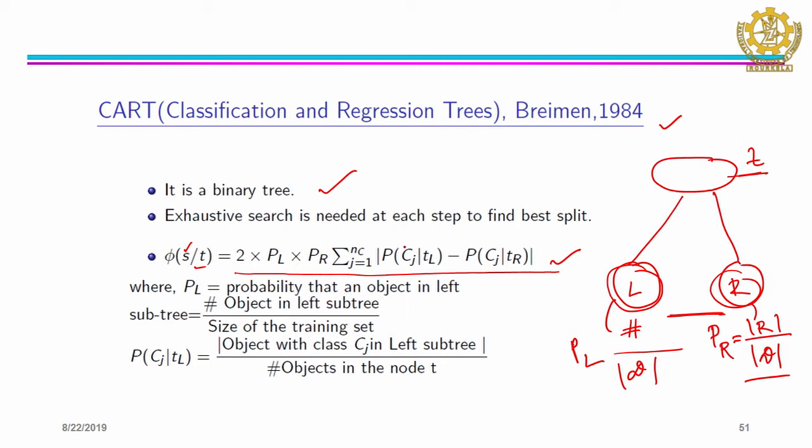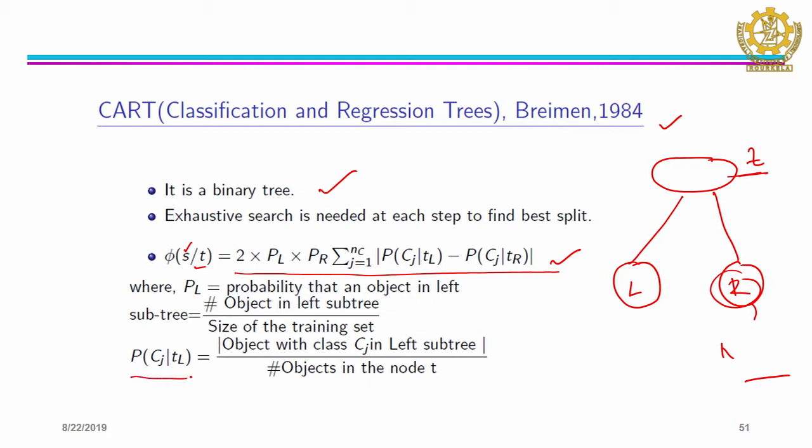Now we need to understand this term, which, as I said, is the separation between the left subtree and the right subtree. It is the sum over the classes of P(Cj|TL) minus P(Cj|TR). If there are two classes we will have two terms, if there are three classes we will have three terms. P(Cj|TL) is the number of objects with class Cj in the left subtree divided by the objects in the node T. So we count how many objects have class C1, divided by the number of objects at the node.